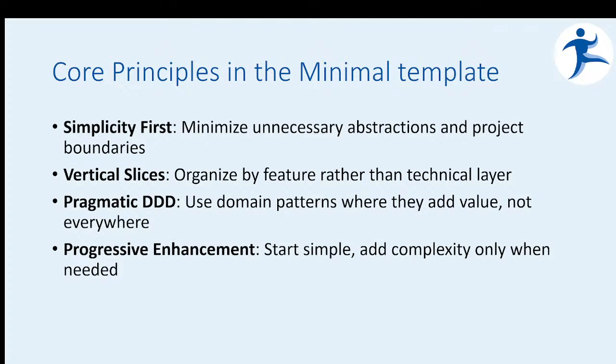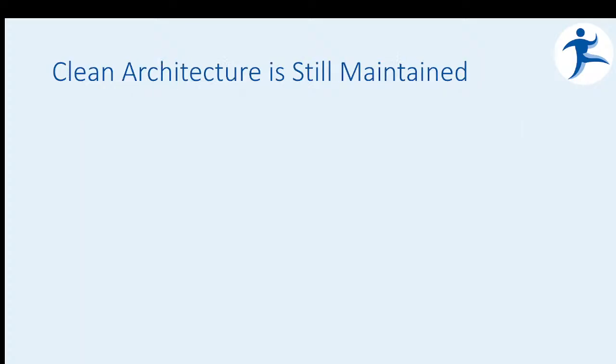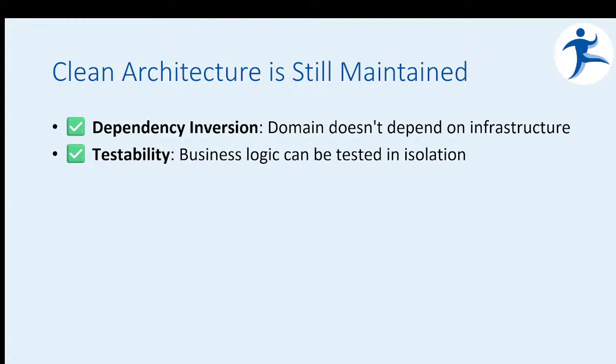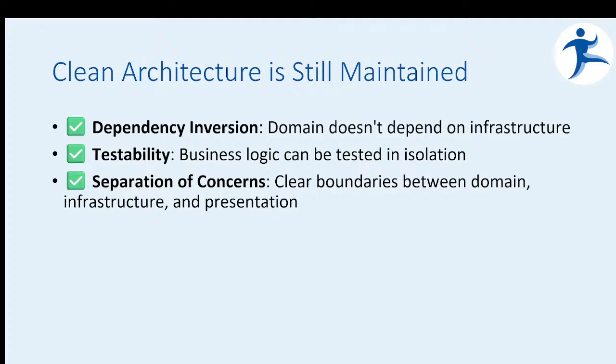This minimal template, I'm so excited about this. So the progressive enhancement, you start simple and then add complexity only when needed. And I wouldn't even call it complexity necessarily. Add the tools you need without making it too complex to maintain. So your clean architecture is still maintained. You still have dependency inversion. The domain doesn't depend on infrastructure directly. You still have testability. The business logic still is isolated. Your separation of concerns, there's still separation there, I promise you.